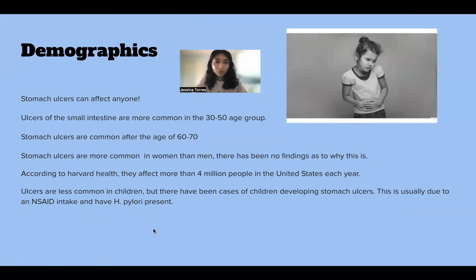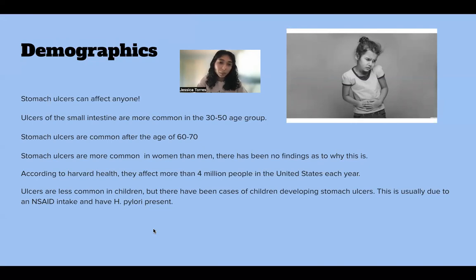Demographics. So stomach ulcers can affect anyone. Ulcers of the small intestine are more common in the 30 to 50 age group. Stomach ulcers are common after the 60 to 70 age. This is mainly due because we know with age, our immune system begins to deteriorate.